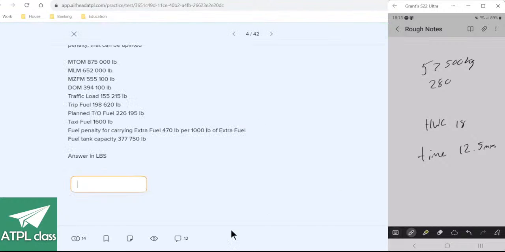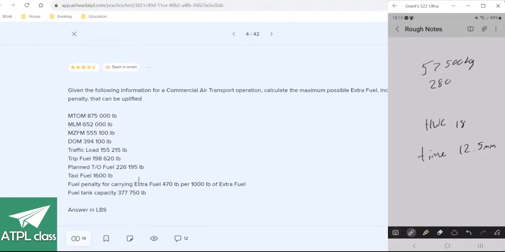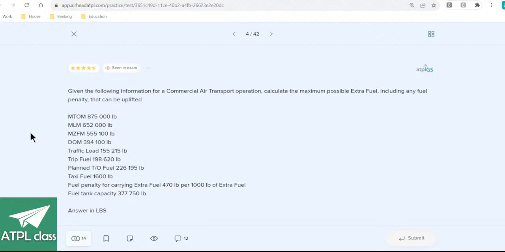Right, next question then. Ooh, we've got type in an answer in pounds. So we've never had to type in an answer before. That's maybe something new for some of the new exams. So let's see, given the following information for a commercial air transport operation, calculate the maximum possible extra fuel, including any penalty, that can be uplifted.